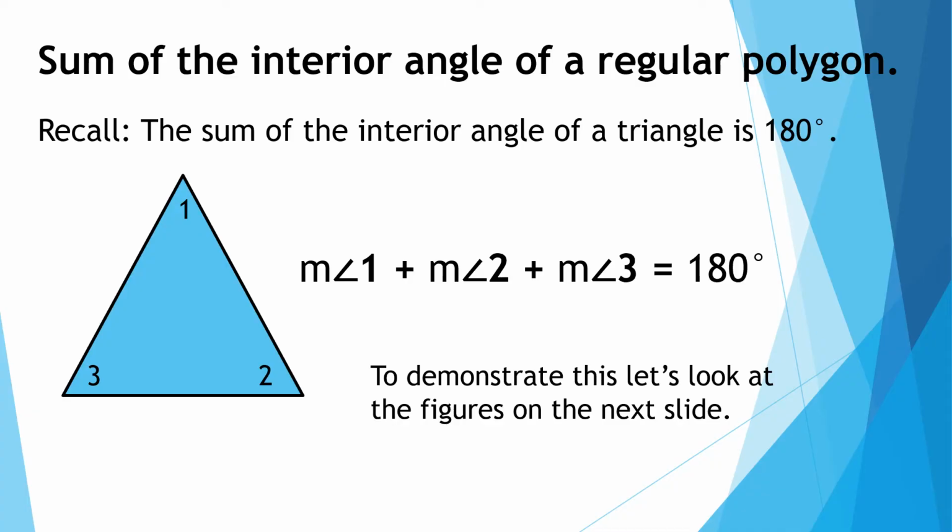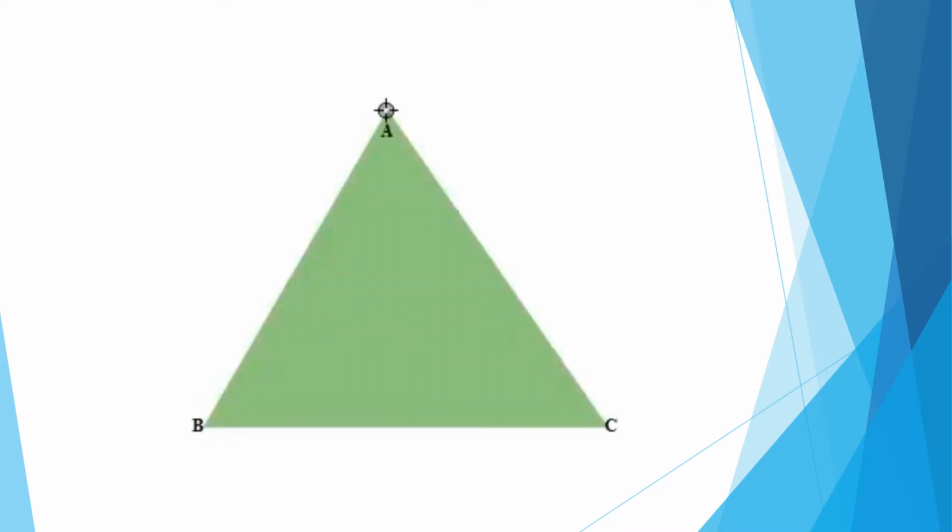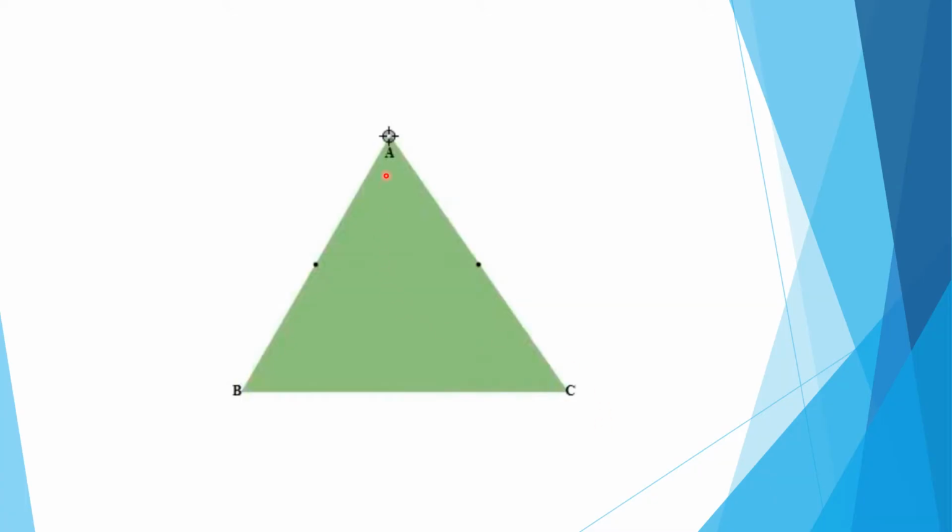To demonstrate this, let's look at the figures on the next slide. We have here triangle ABC. First, find the midpoint of segment AB and segment AC. So this is the midpoint of segment AB and segment AC. Then, connect the midpoints to form the mid-segment.